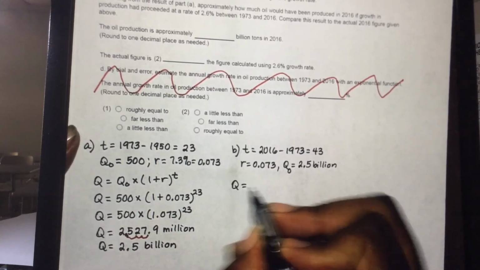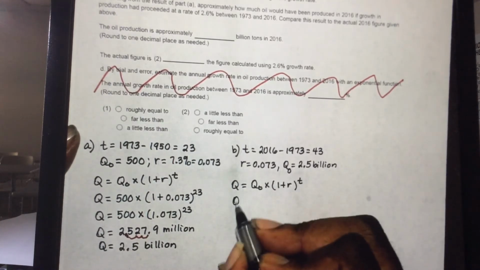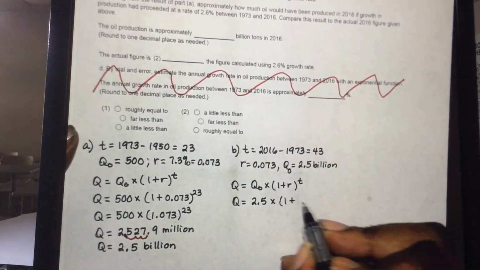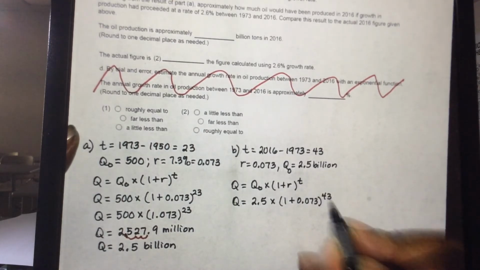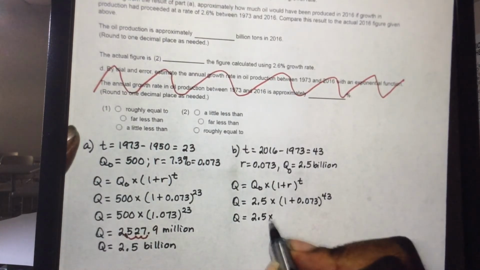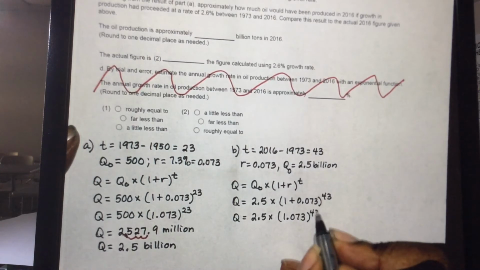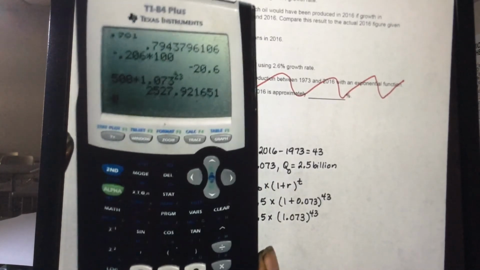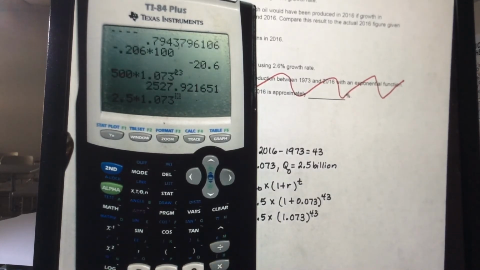So I got Q equal to Q sub 0 times 1 plus R raised to the T. So Q is equal to Q sub 0, that's 2.5, multiplied by 1 plus R, which is 0.073, raised to the T, that's 43. And of course, if I add 1 plus 0.073, I'm going to have 1.073. And this I can enter in the calculator. So this will be 2.5 times 1.073, then the hat key, and then 43.